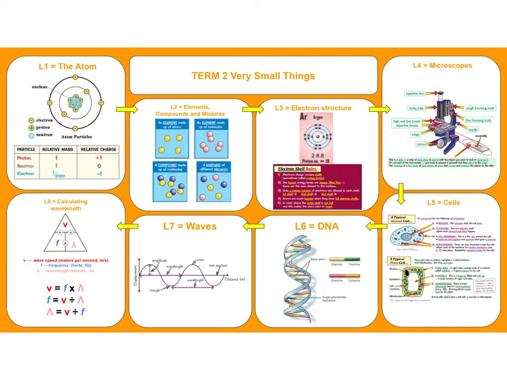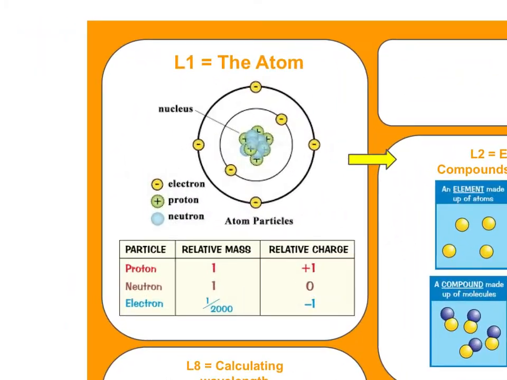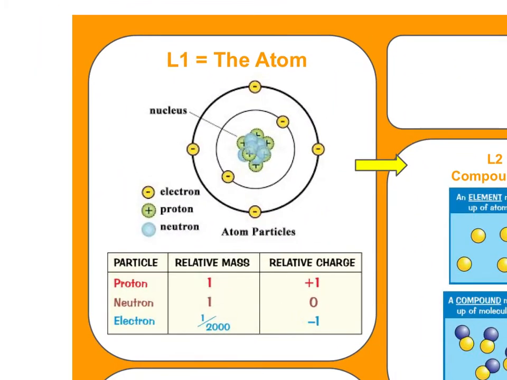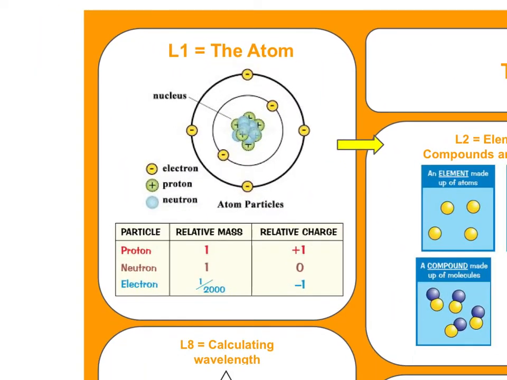Here we are with term 2, very small things for year 7. First we looked at the atom. It's got 3 subatomic particles. It's got your electron, your proton and your neutron. Electrons buzz around the outside. Your protons or your neutrons are found in the nucleus. So the positive is a proton, the neutral is a neutron, and then your electrons are negative.